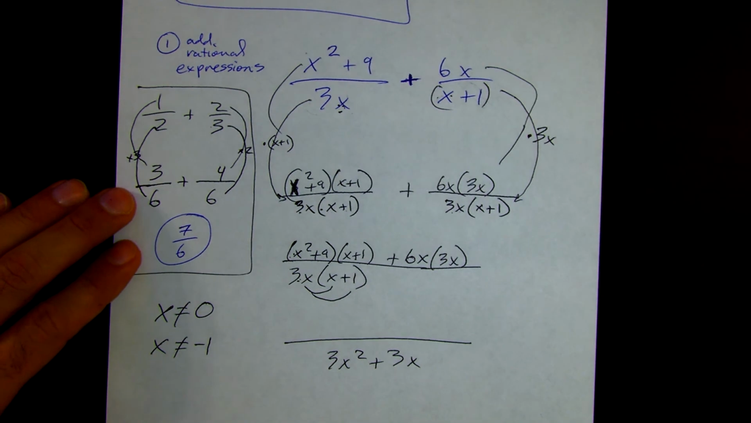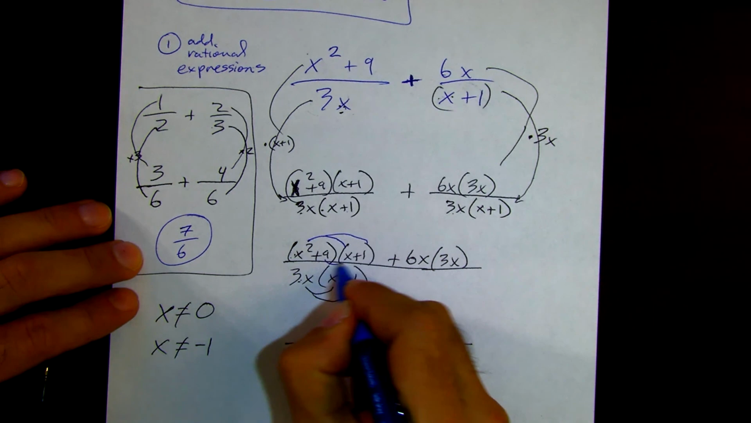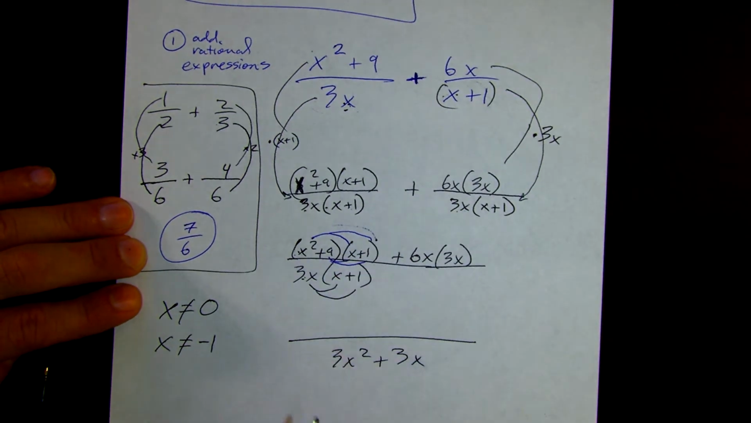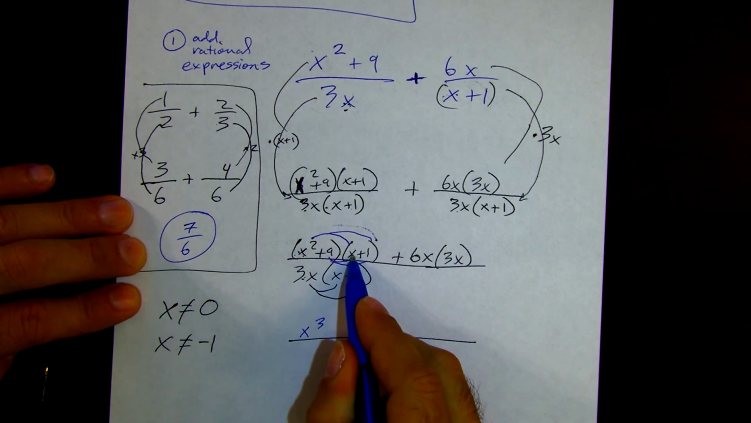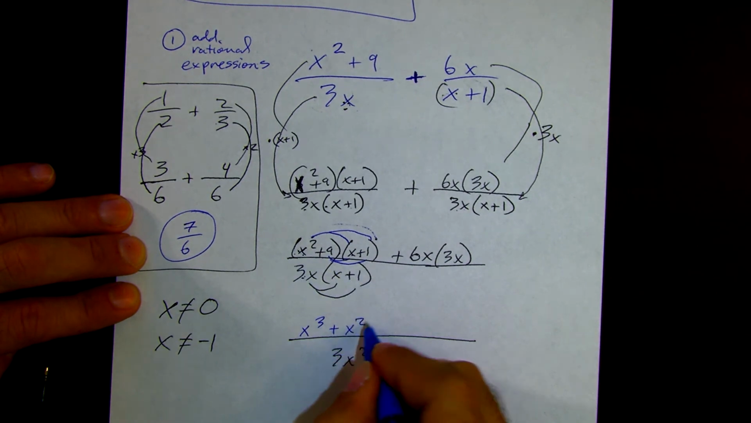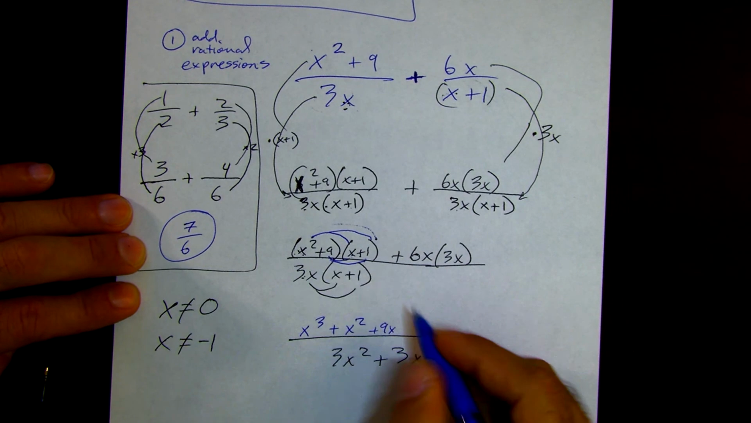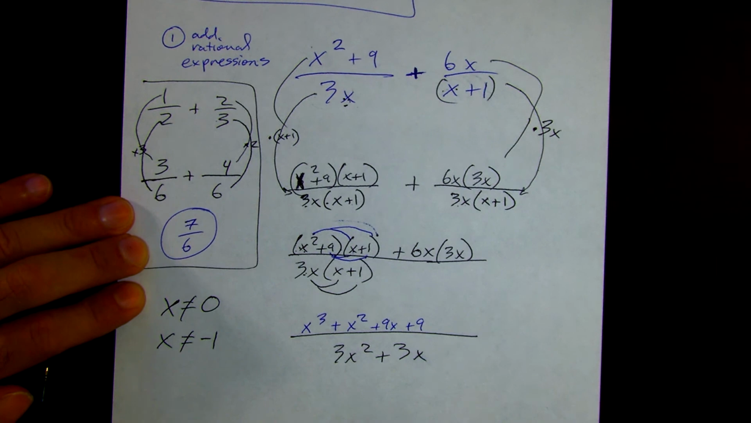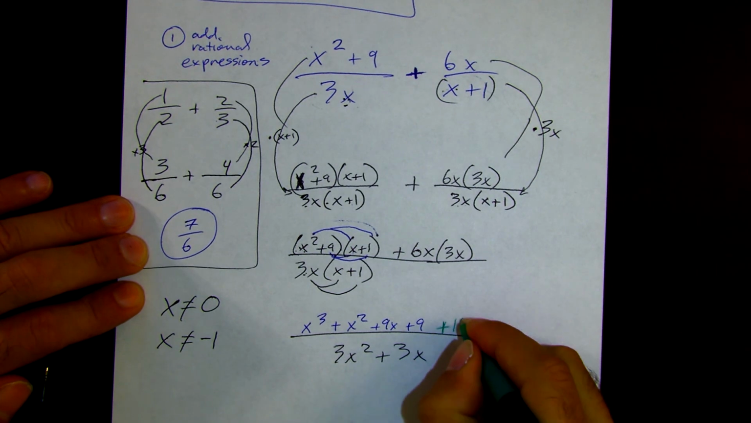And then on the top, it's a little bit more work. We're going to end up with, first, outer, inner, last. Do FOIL to get your answers for this. This top product here is going to be x to the third. That's x squared times x. Plus x squared times 1 is x squared. 9 times x, 9x. 9 times 1, 9. This over here is going to be 6 times 3 is 18. X times x is x squared.